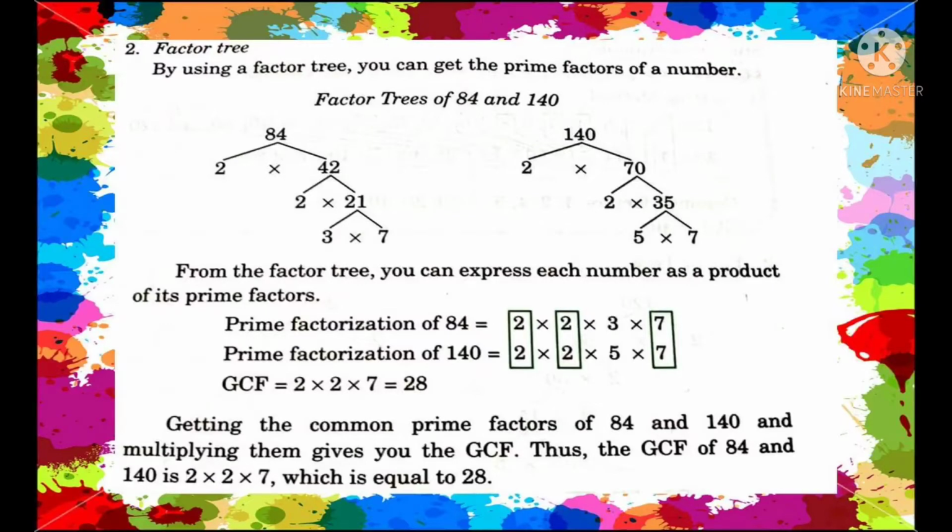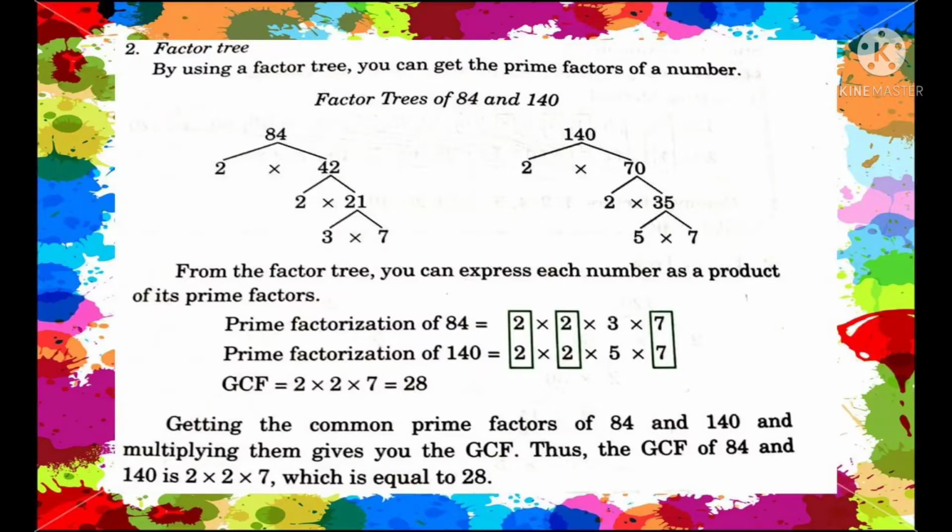So, sa 84, 2 times 42, tapos si 42, pwede pa siyang i-divide ulit. 2 times 21. Si 21, pwede pa ulit siyang i-divide. So, ang factors ng 21 ay 3 times 7. Kaya, dun sa prime factorization of 84, lumabas si 2 times 2 times 3 times 7. Then, sa 140 naman ay 2 times 2 times 5 times 7.